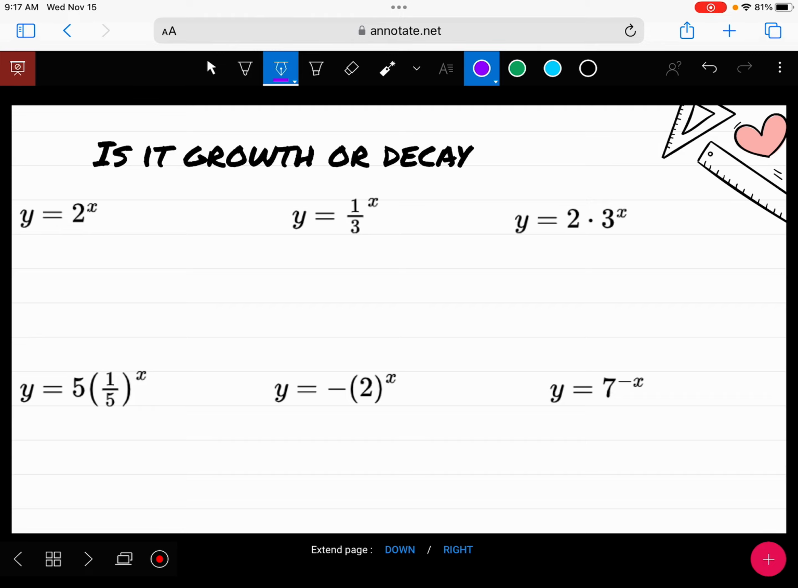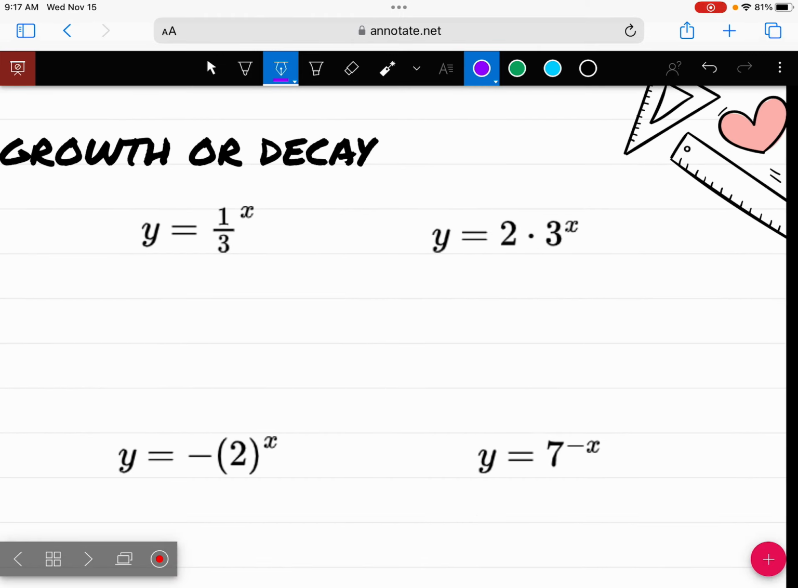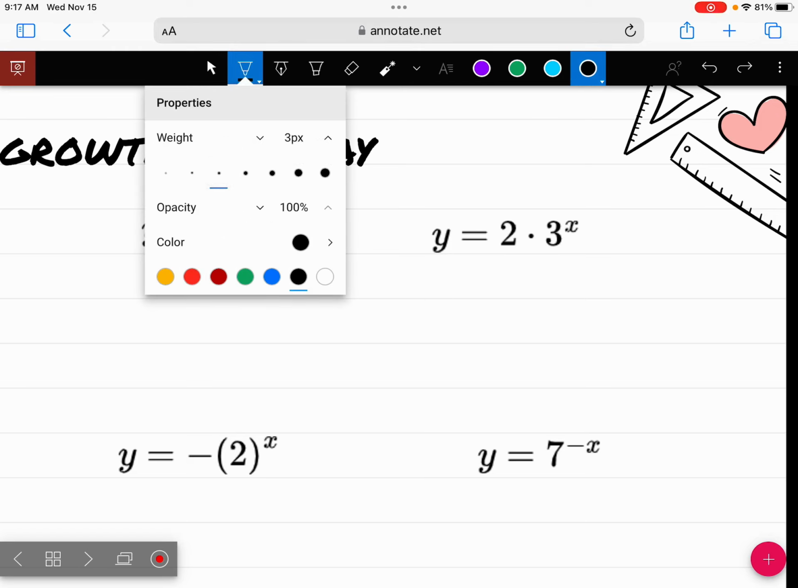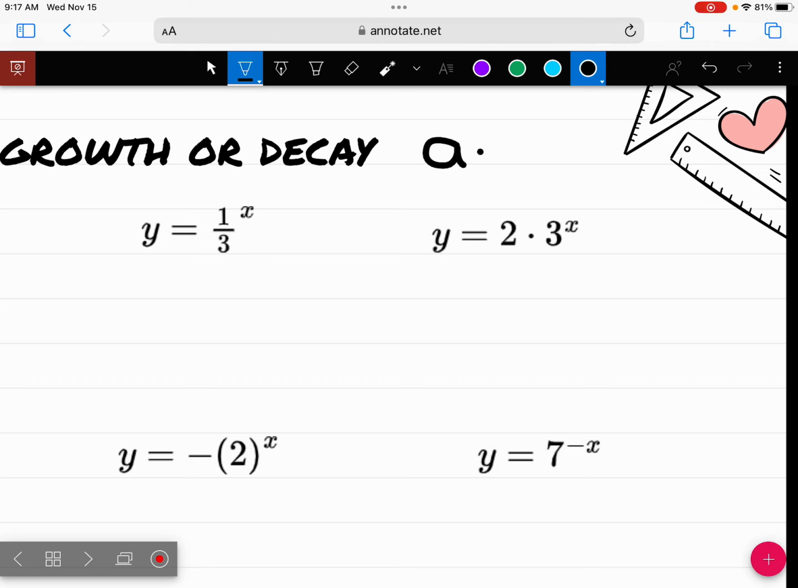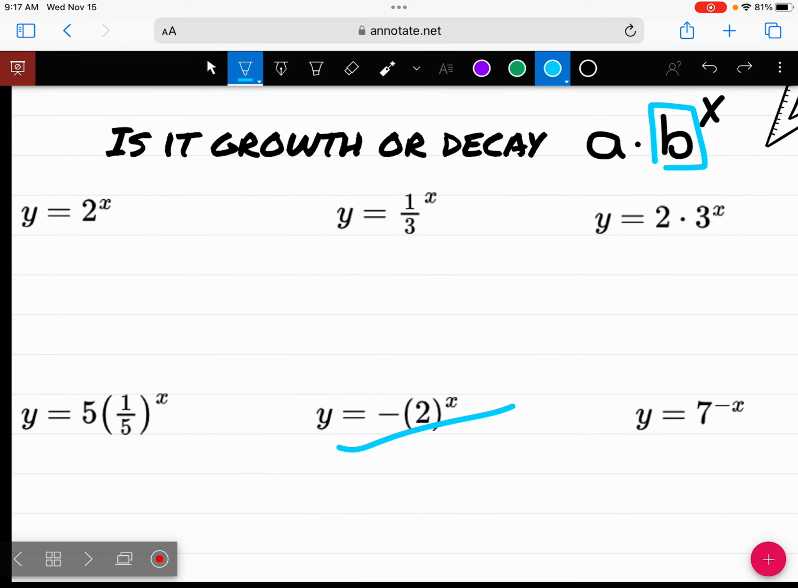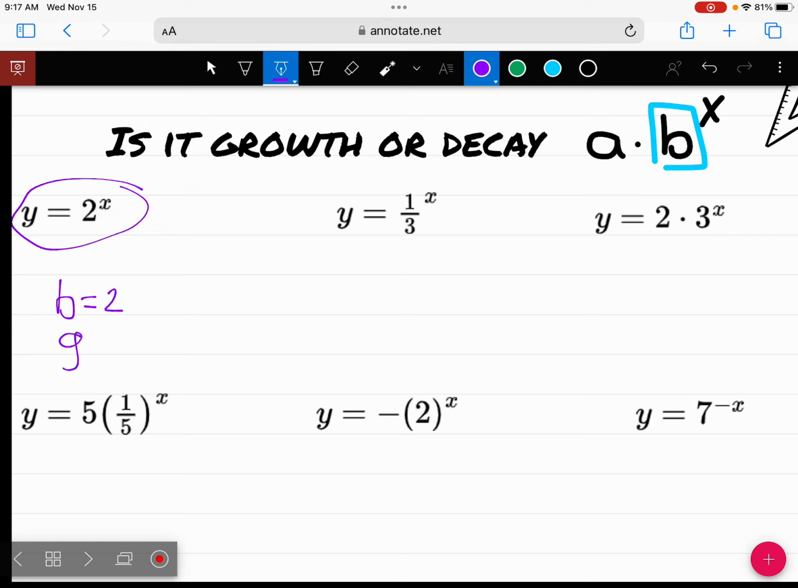Okay, so we're going to look at our equation. A times b to the x. We're using mostly the b value to tell. So on this first one, what's our b value? 2. B is 2. So is this growth or decay? Growth.